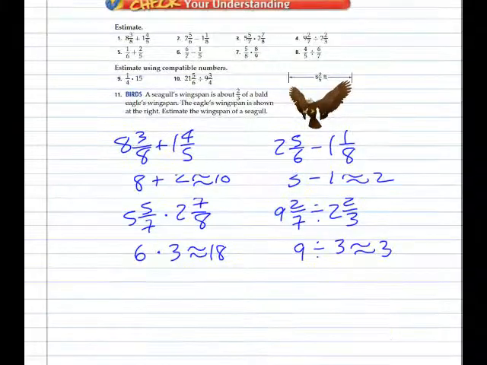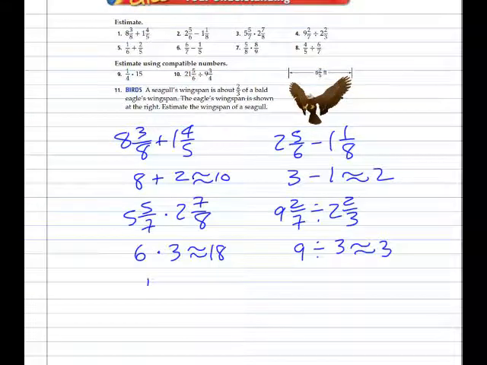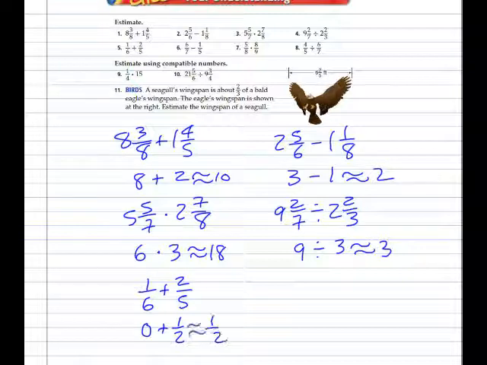Let's get a couple more examples in here if we can on this page. 1/6 plus 2/5. Now we're changing our estimates here because we have fractions. We're going to round to 0, 1/2, or 1. 1/6 rounds to 0. 2/5, because 2 is about half of 5, rounds to 1/2. Our estimate then is about 1/2.